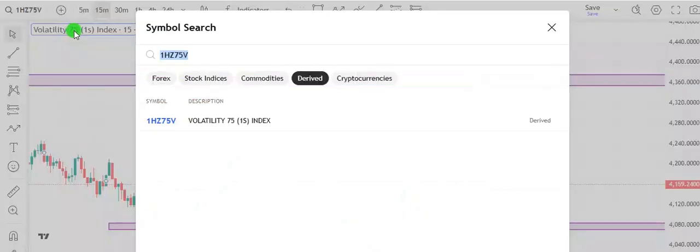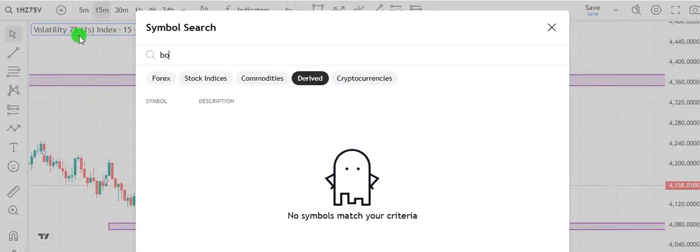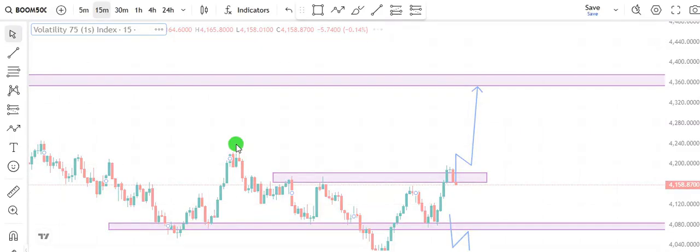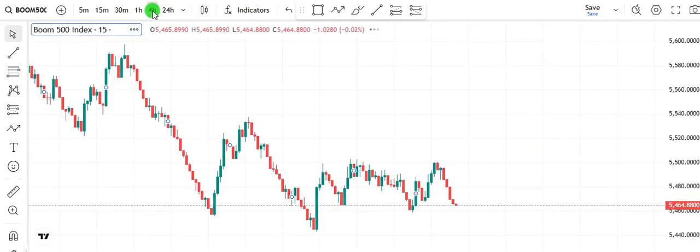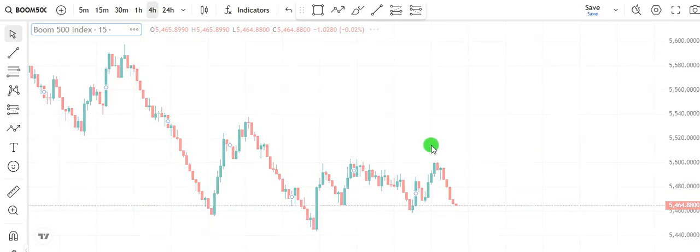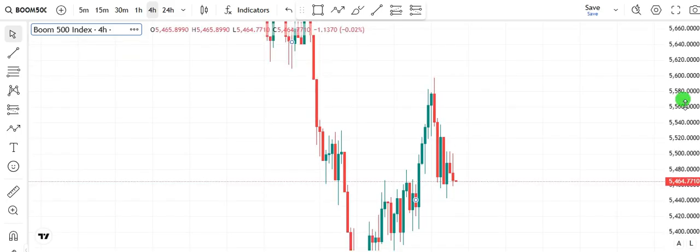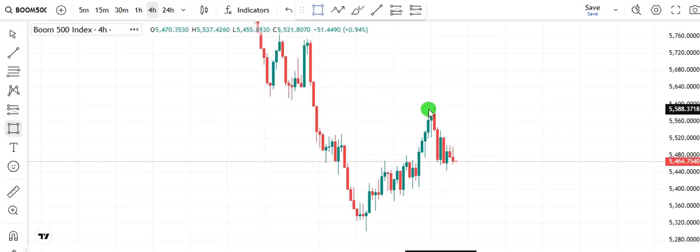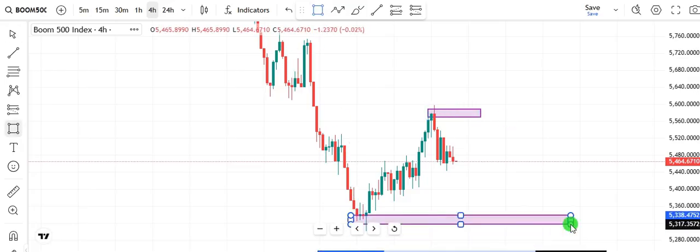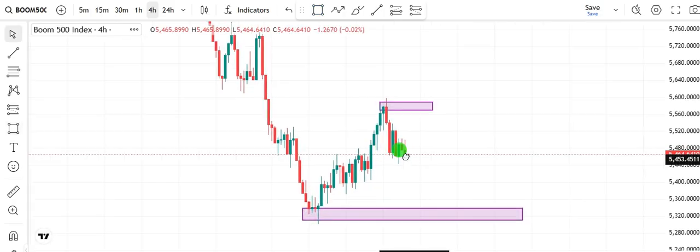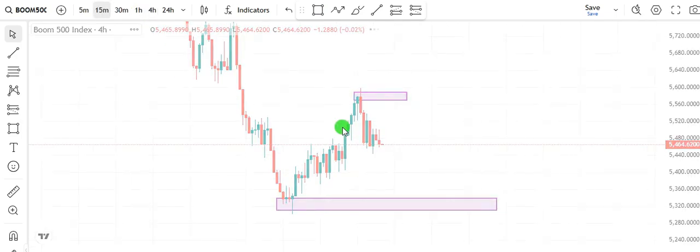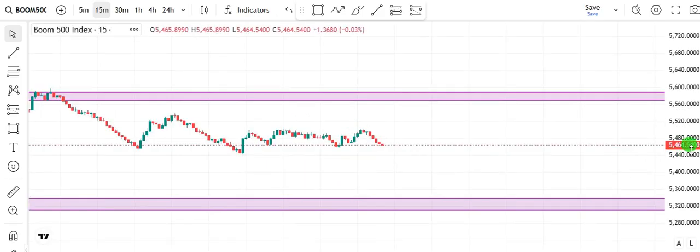Let's go to the Boom index. Of course, we'll be starting with Boom 500. Okay, so here is Boom 500. So we're going straight also to the H4 time frame. Okay, so here's the H4 of the Boom 500, and of course, as usual, we'll be marking the recent high, and then we go straight to the low. Okay, so we'll be taking it around here, then taking it down to the 15 minutes time frame to see if we can see a change of structure for us to join in the bearish move currently forming.